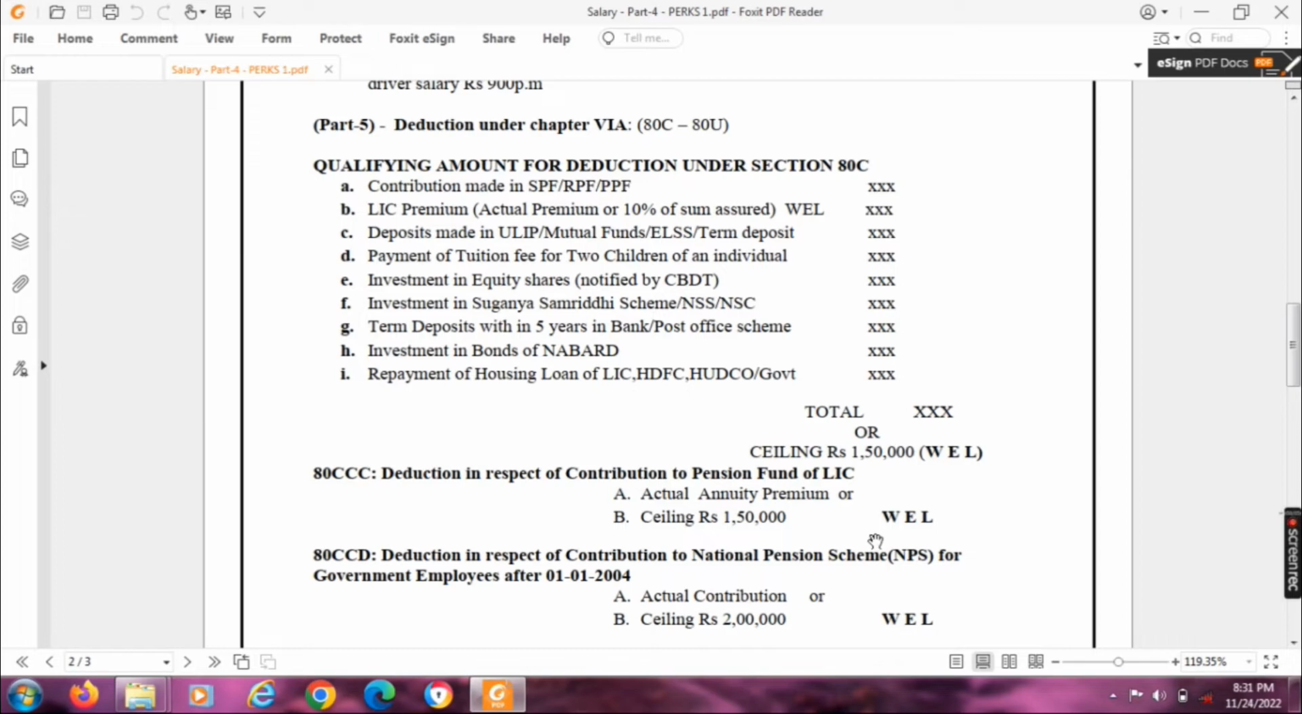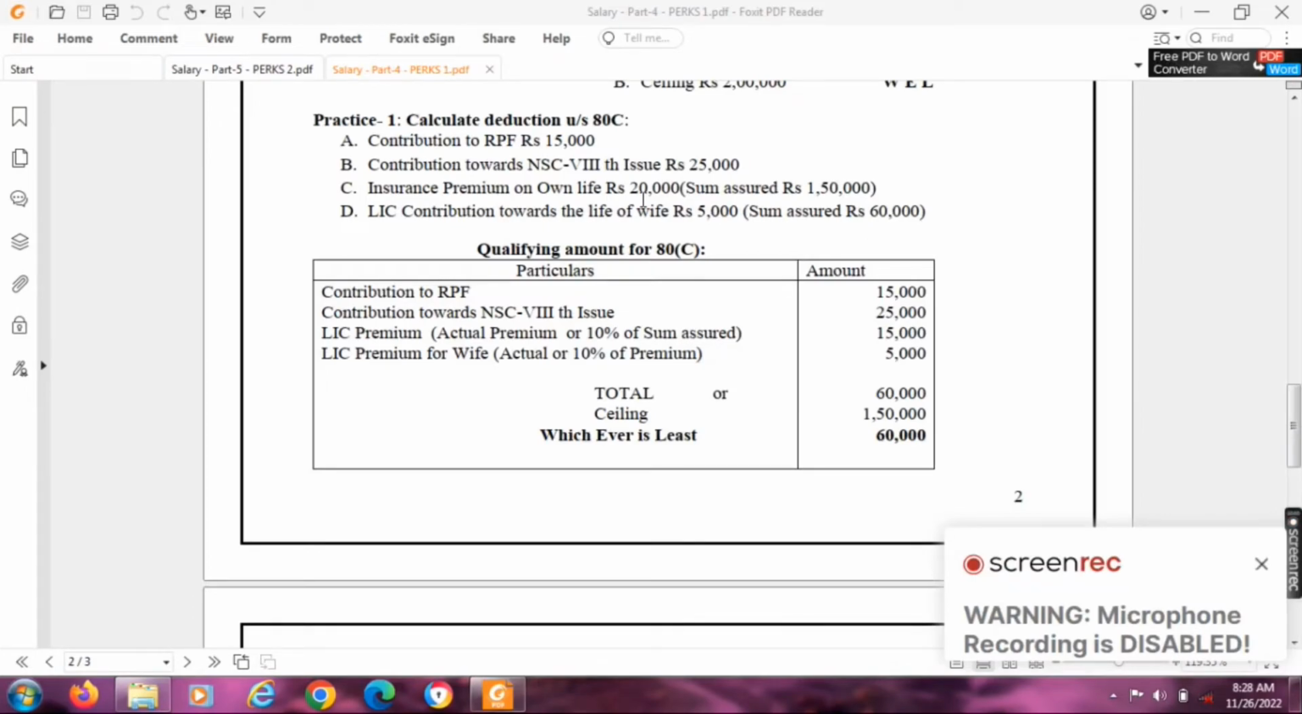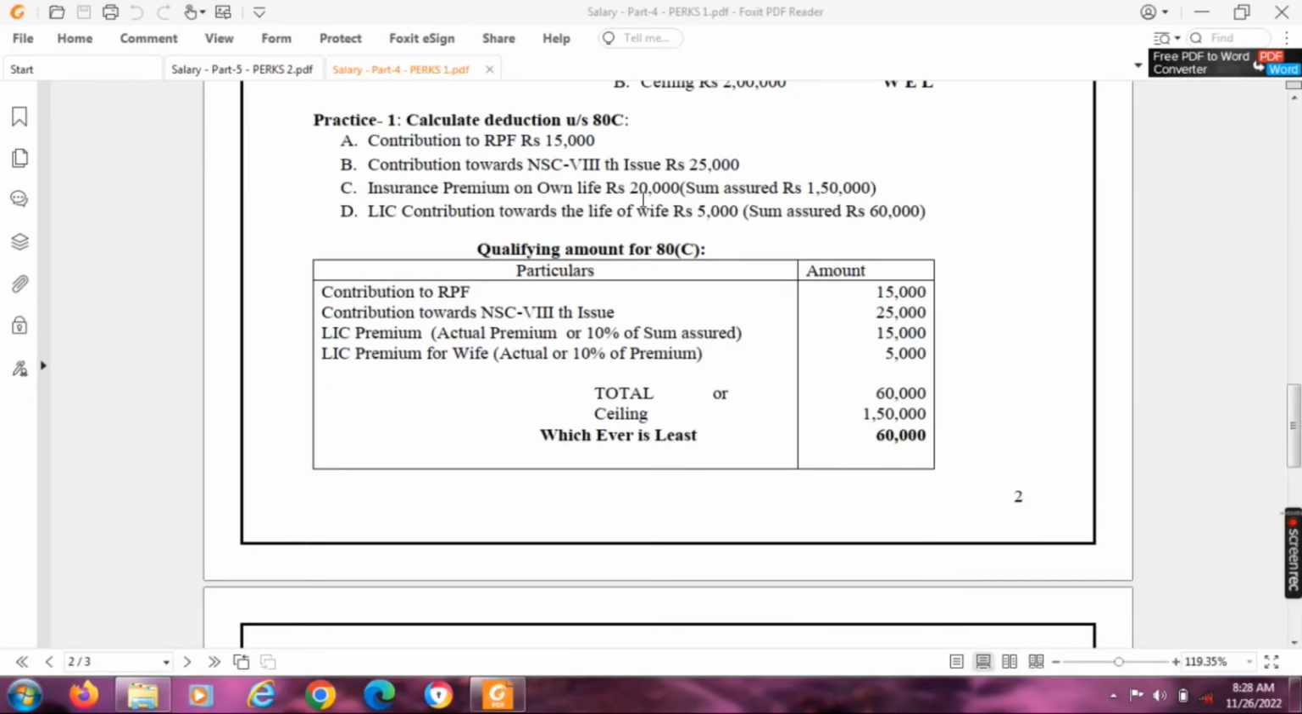So first we already studied the basic part, allowances part and the perks part. Now I am going to insert the perquisite part and the deductions under section 80C part. Let me show some practice on how to calculate deduction under section 80C. Practice 1. Contribution to RPF, recognized provident fund, 15,000. Contribution towards NSC 8th issue 25,000. Insurance premium on own life 20,000, sum assured is 1,50,000. LIC contribution towards the life of wife 5,000, sum assured is 60,000. How to compute the qualifying amount for 80C?